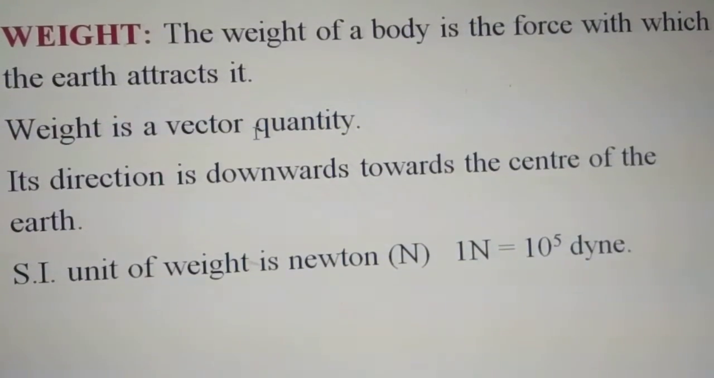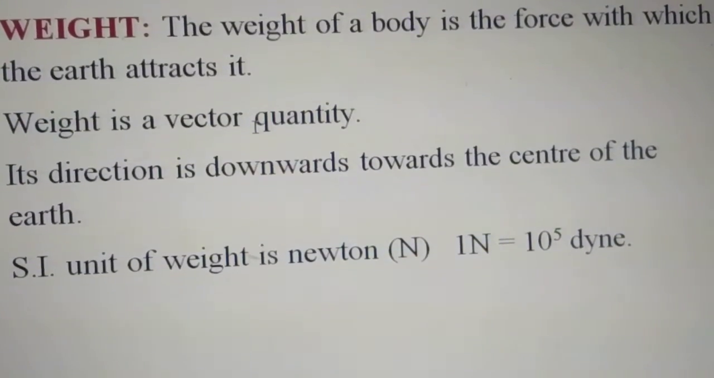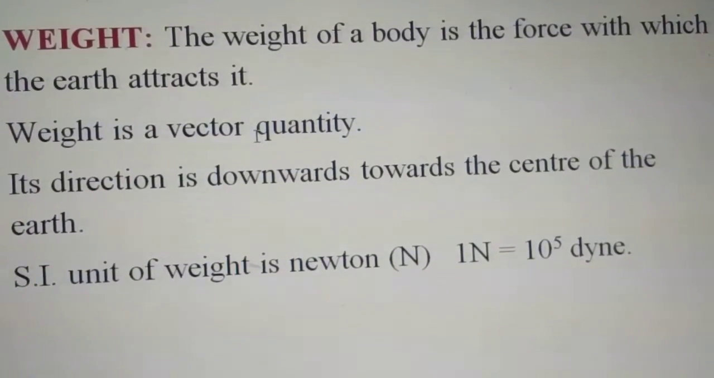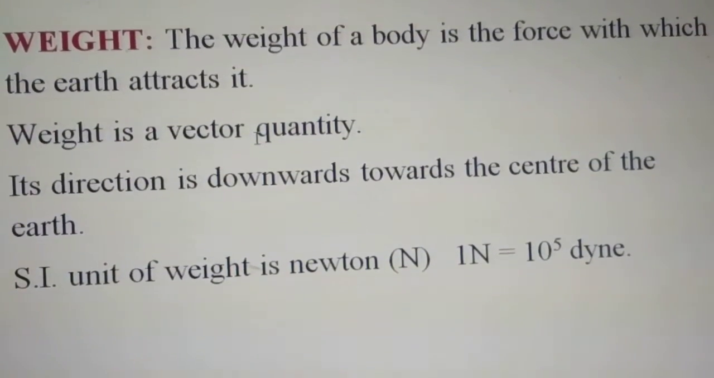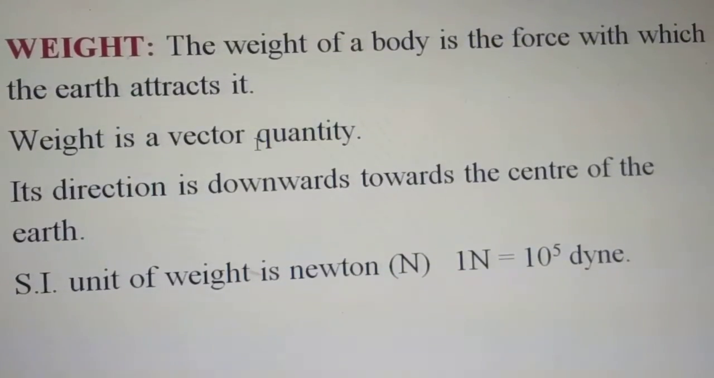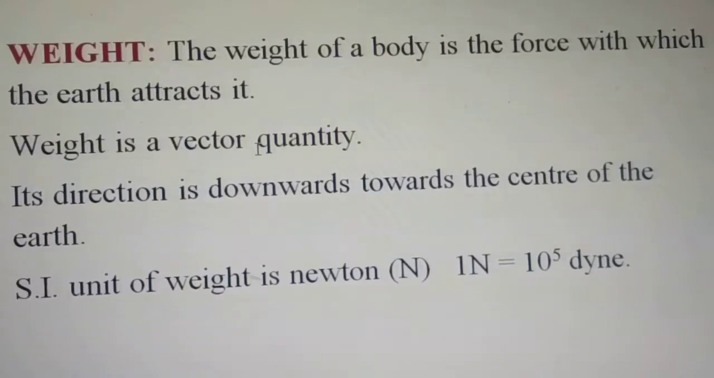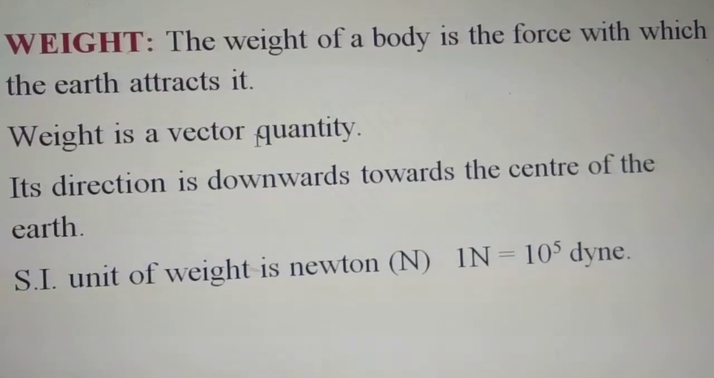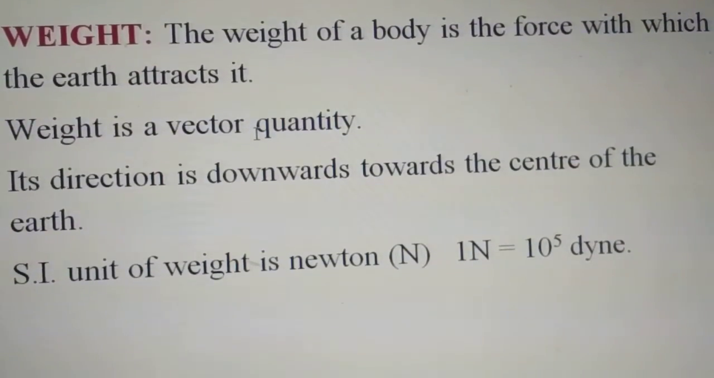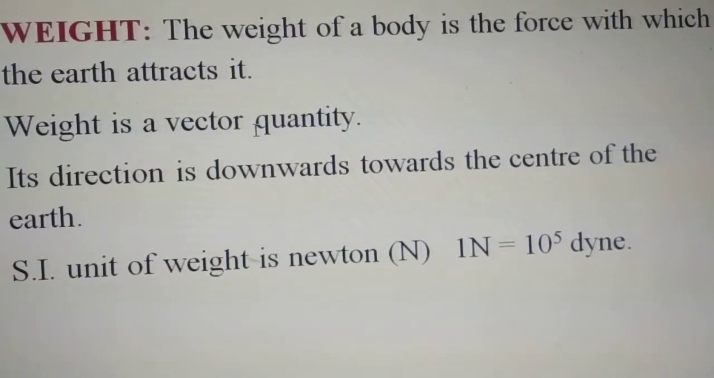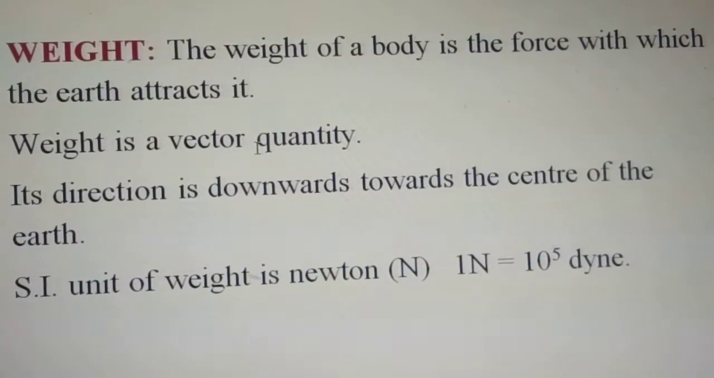So what is the meaning of a vector quantity? A vector quantity is a quantity which has both magnitude and direction. So weight is always considered a vector quantity. What is the SI unit of weight? The SI unit of weight is the unit of force. Force is measured in Newton. It is symbolically represented by N.